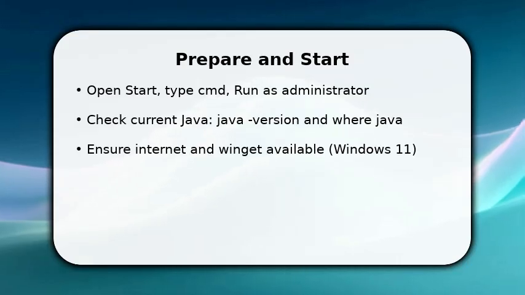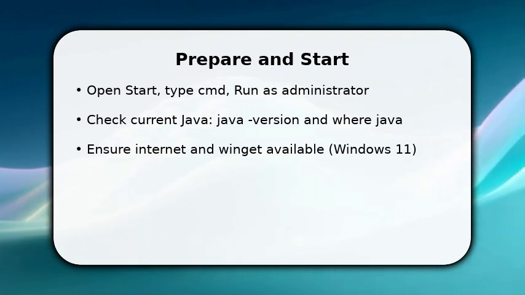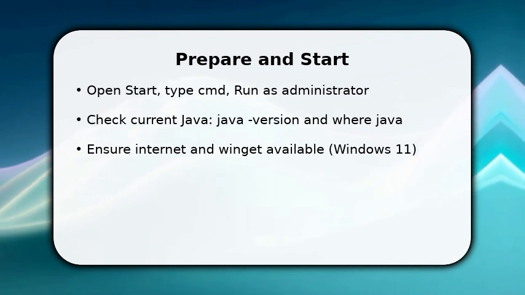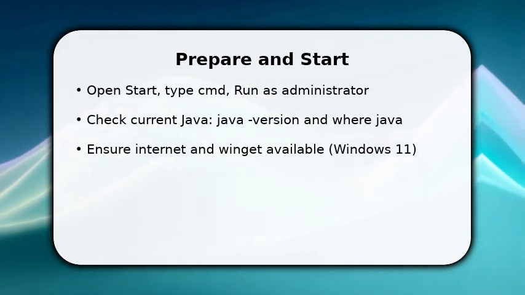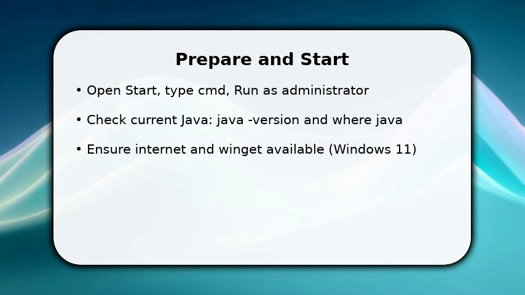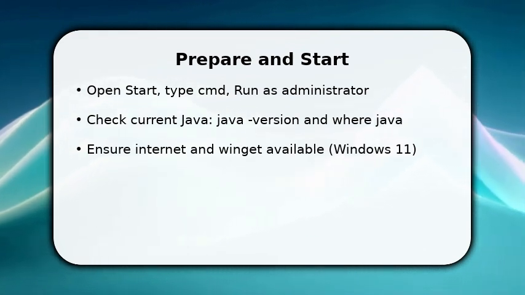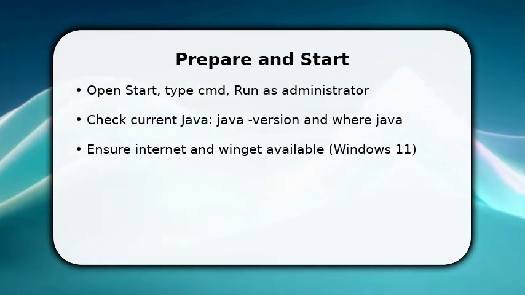You start as admin, open command prompt and verify what you have. Run java -version so you know the baseline and where Java points. Once done, confirm Winget exists by running winget --version. Winget is the only supported installer method here. If Winget is missing, enable App Installer in settings first.